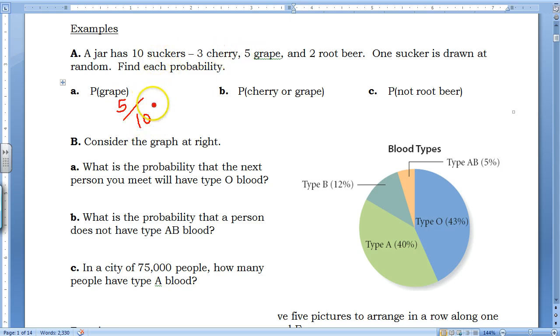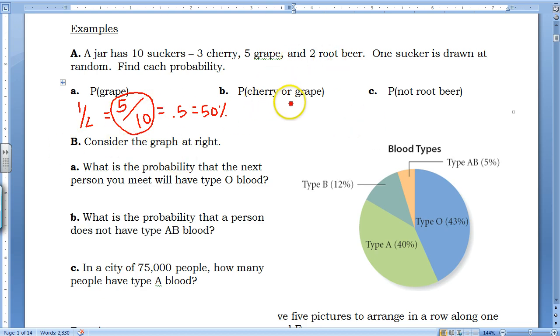So here's a nice fraction. We could also reduce that fraction. We could say 1 out of 2. We could also divide that fraction to get a decimal, which is 0.5. We could also change that to a percent, which would be 50%. Now you don't have to give all of these answers. I would probably just leave it like this, but all 4 of those answers are right.